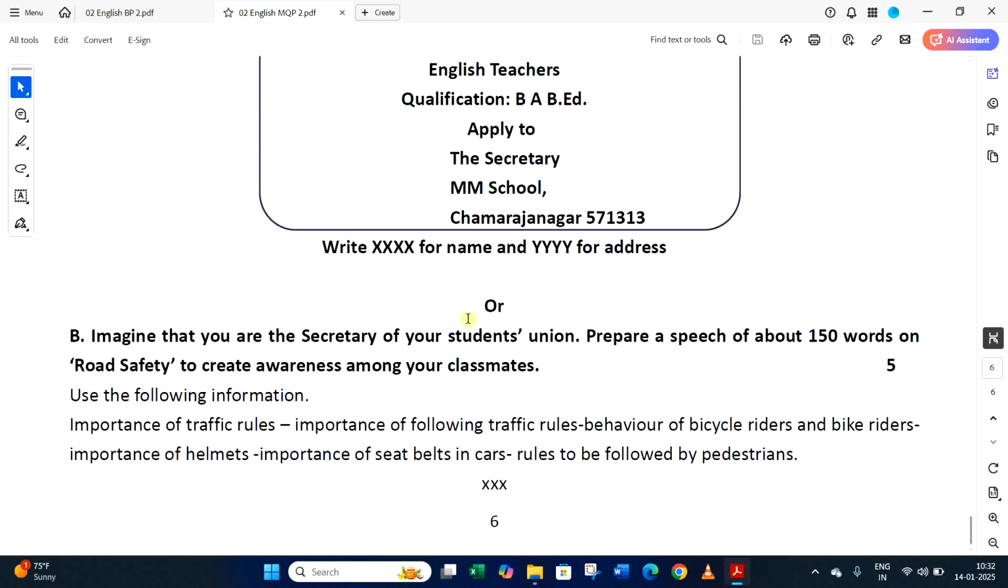In addition to that, we have speech writing. Question number 2nd is B. Imagine that you are the secretary of your students' union. Prepare a speech of about 100 words on road safety to create awareness among your classmates. Use the following information: importance of following traffic rules, behavior of bicycle riders and bike riders, importance of helmets, importance of seat belts in cars, rules to be followed by pedestrians. So this is what we have to follow, all the important information while writing the speech on road safety, my dear students.